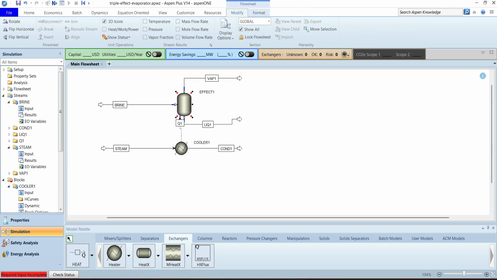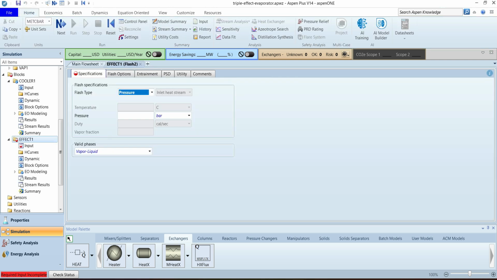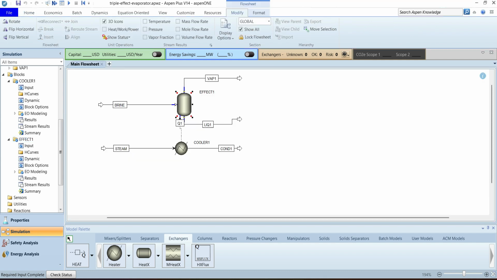So let's define the flash 2 column. Here 1 degree of freedom is taken as a heat source from the cooler block. We only have to define one specification, and let's assume that there is no pressure drop as of now. So all the specifications are defined. Let's run the simulation.